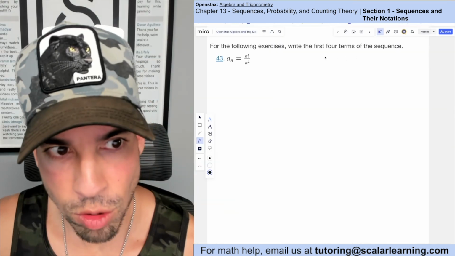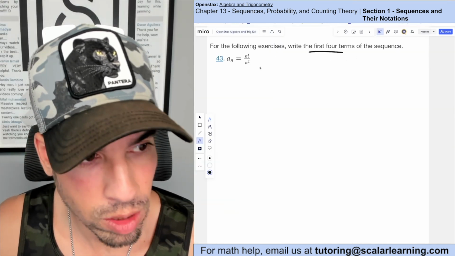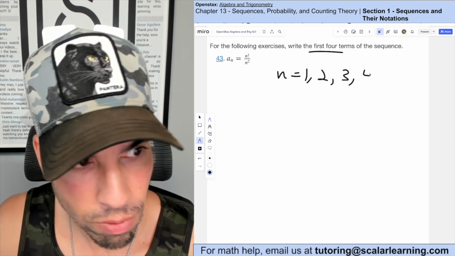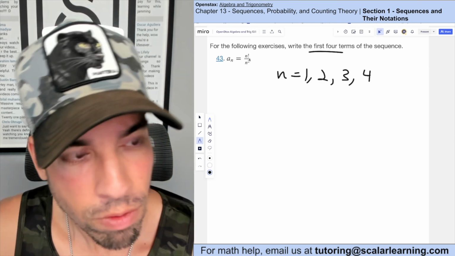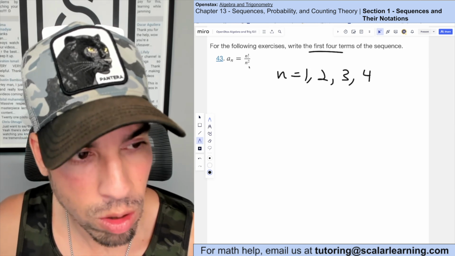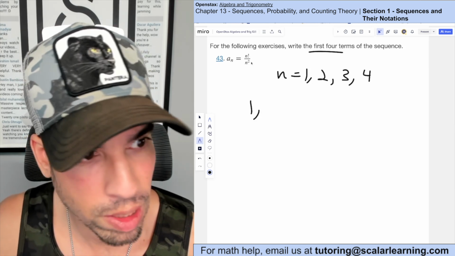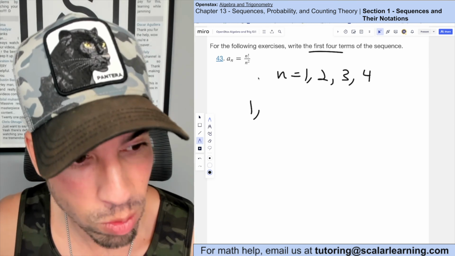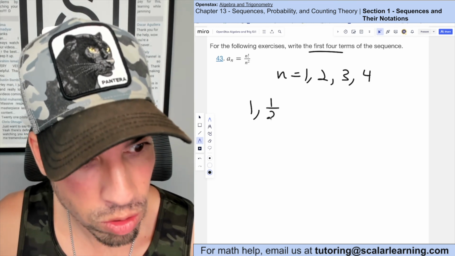Done. So for this one, we're going to write the first 4 terms of the sequence where n is going to equal 1, 2, 3, and 4. So we're just going to do a little plug and chug. All right, first plug in 1, we're going to have 1 factorial over 1 squared. That's just 1. Then we're going to plug in 2 factorial, which is 2 times 1, which is 2, over 2 squared, which is 4. 2 over 4 reduces to 1/2.